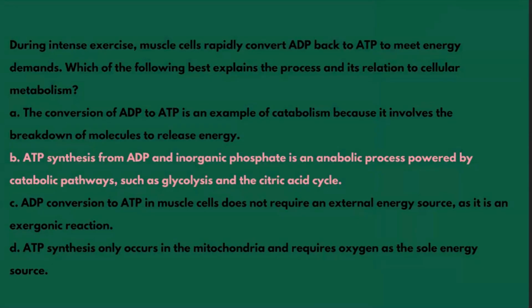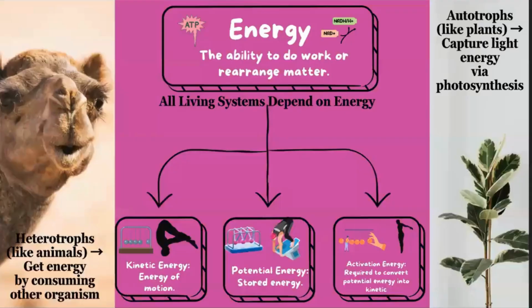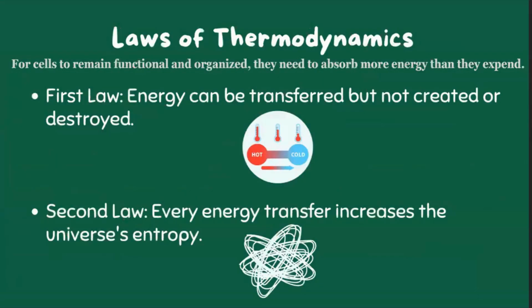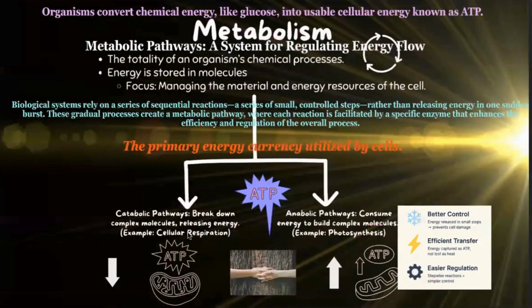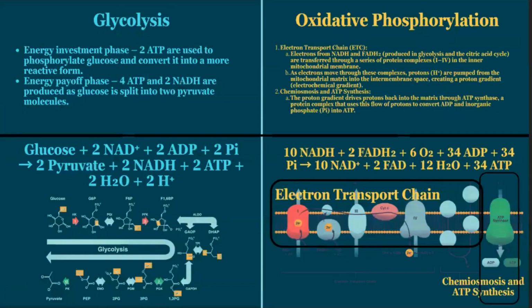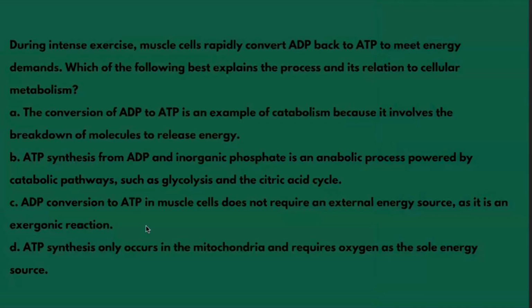Let's compare why. When we talk about answer choice A, it says the conversion of ADP to ATP is an example of catabolism because it involves the breakdown of molecules to release energy. Catabolism, if you remember from the previous slide, is going to be cellular respiration. And cellular respiration, as we learn later on, is the production of ATP. So while we're talking about ATP production, we're not breaking down molecules to release energy, so this would not be this specific process. We're not converting ADP to ATP.